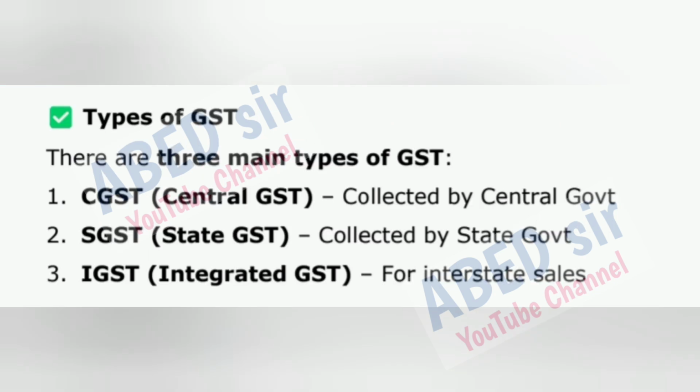There are three main types of GST. 1. CGST, Central GST, collected by the central government. 2. SGST, State GST, collected by the state government. 3. IGST, Integrated GST, for interstate sales.